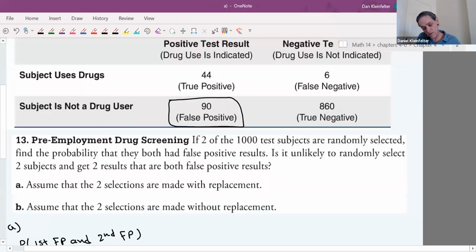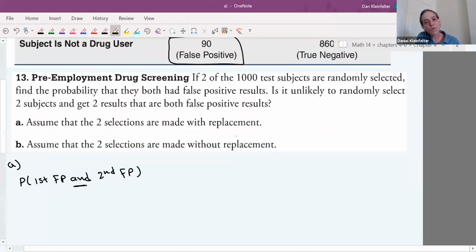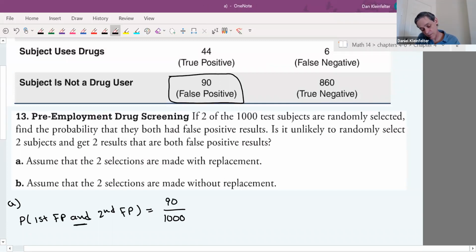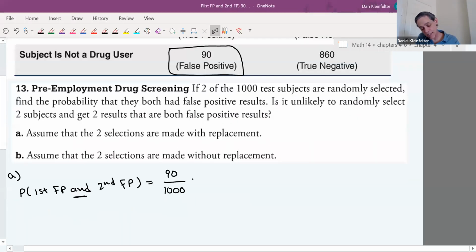So for part A, we're doing this with replacement. If it's with replacement, that means that the draws are independent. That is, how the first person came out doesn't affect the second person. Okay, so the first one, out of 1,000 people, there were 90 false positives. And then when we go to select the second person, there are still 90 false positives out of a pool of 1,000 people. Okay, so let me make that a decimal for you.